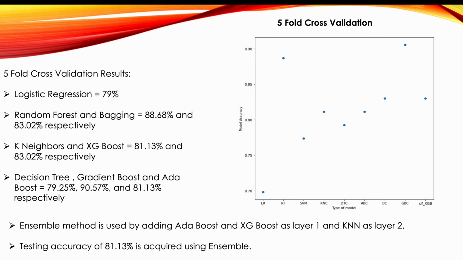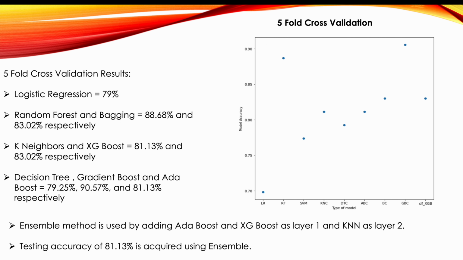When it comes to five-fold cross validation, when we gave the data to the five-fold cross validation, we received 79% logistic regression accuracy, 88.68% with random forest, and 83.02% with bagging. When we modeled with K neighbors and XGBoost, we received accuracies of 81.13% and 83.02% respectively. With decision tree we received 79.25%, with gradient boost we got an accuracy of 90.57%, and with AdaBoost we received an accuracy of 81.31%.